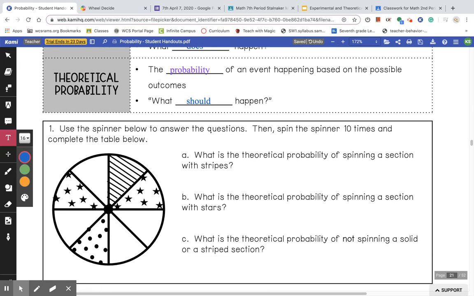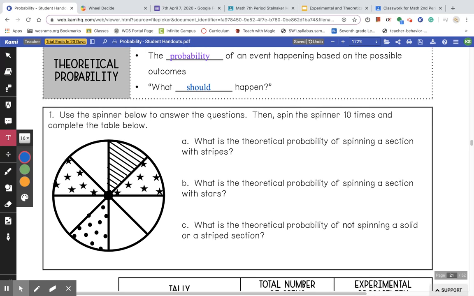So it says, use the spinner below to answer the questions. Then spin the spinner 10 times and complete the table below. All right, so for this first half, we're just going to focus on theoretical probability. So what should happen? For A, it's asking, what is the theoretical probability of spinning a section with stripes?